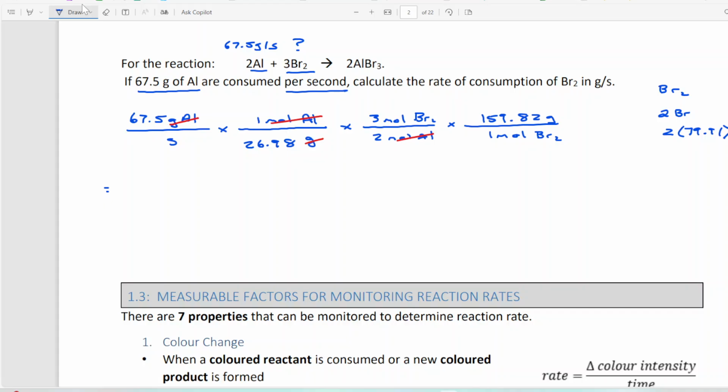So then we plug all of this into our calculator. We get 67.5 divided by 26.98 times 3 divided by 2 times 159.82. And that leaves us, what do we want our answer in? 3 sig figs. So we get 599.769... So to round this to 3 sig figs, this 9 is going to get rounded up to a 10. So we're going to end up with 600 grams of bromide per second, or grams per second of bromide, whatever you want to say.